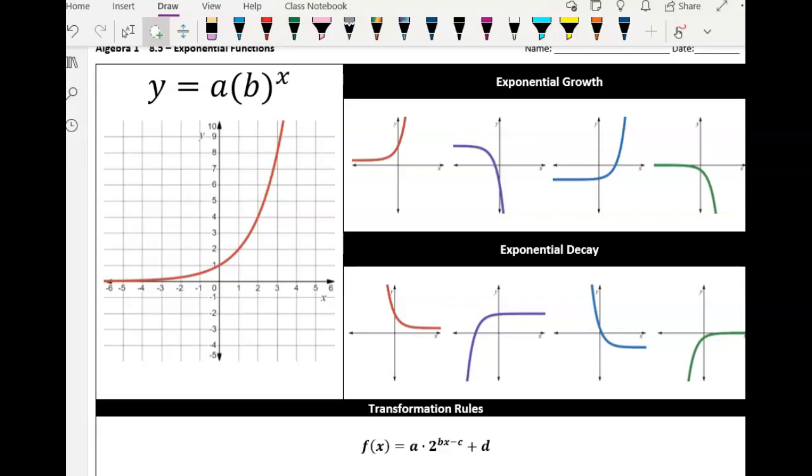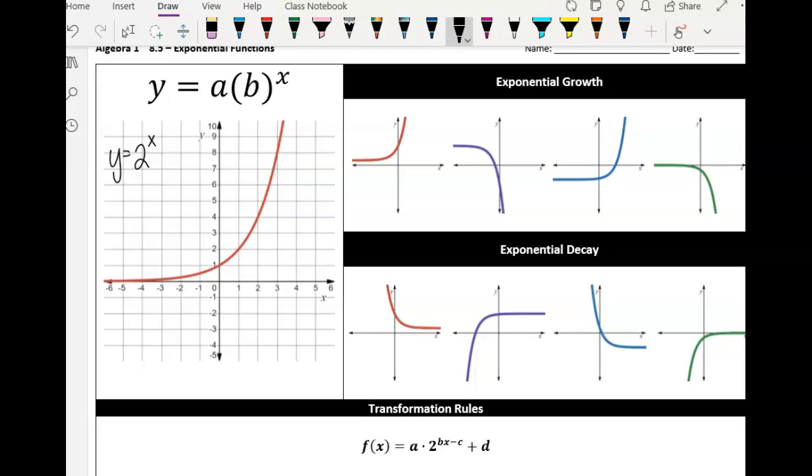So we started with our intro to exponential functions. We took a look at just the form of the graph, which you can see over here. All right, and we talked just a little bit about the basics. So this current function that's being graphed is the parent function, y equals 2 to the x.